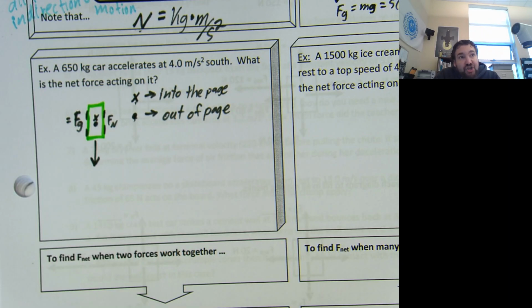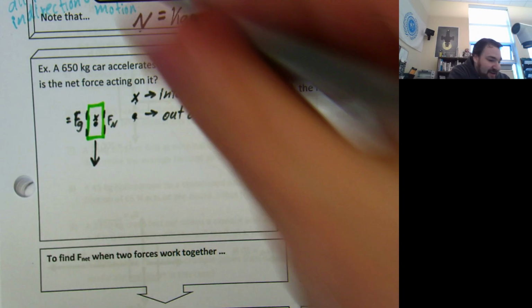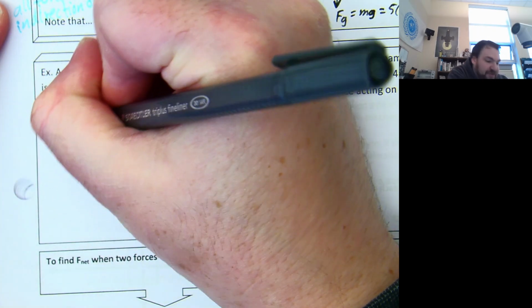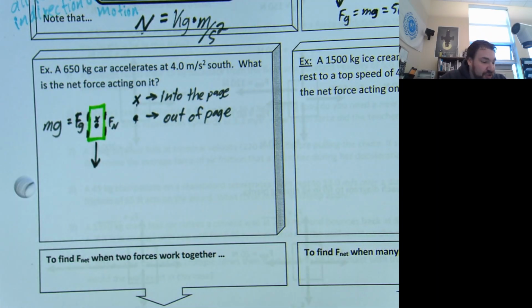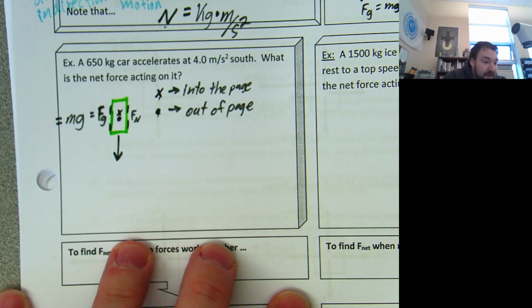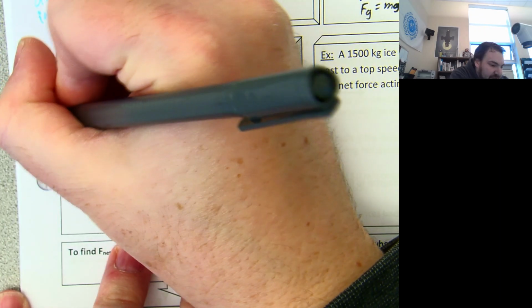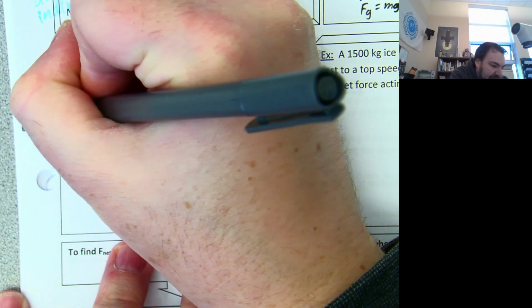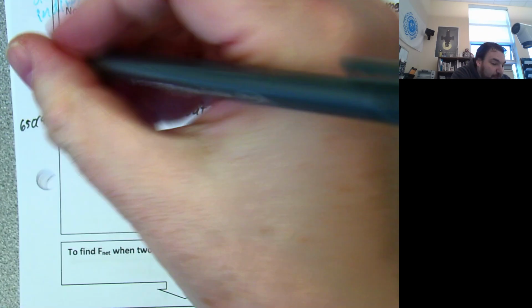Sorry? G is going to be 9.8. Little g is 9.8. Yesterday we looked at how the force of gravity is equal to the mass of the object times the acceleration due to gravity. So what's the mass of the car in this question? It's going to be 650. So 650 kilograms times 9.8 is going to give you what force of gravity?